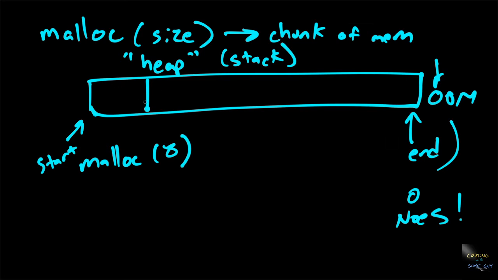So all right, we allocate. Our first call is we malloc 8. So we're going to take this little chunk here. We're going to say this is 8 bytes wide, and we're going to give you that back.